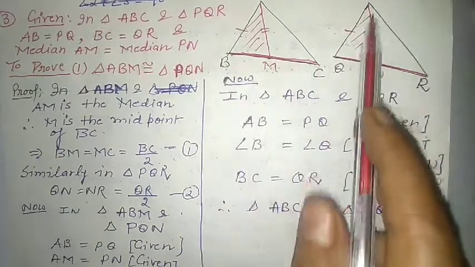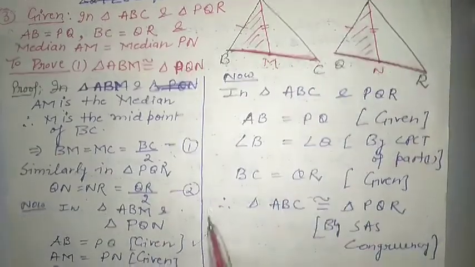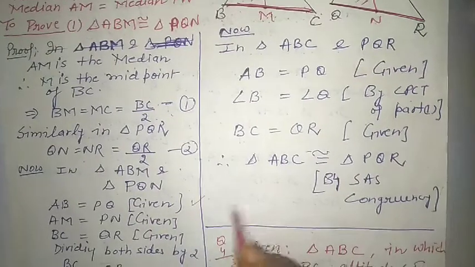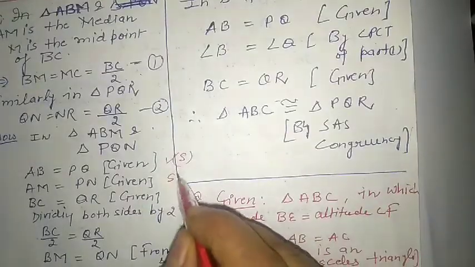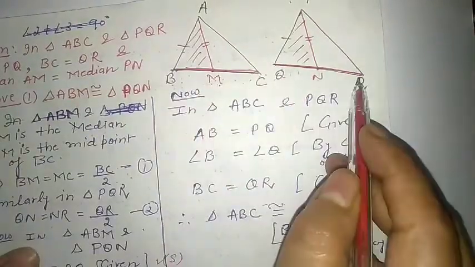AB is equal to PQ. This is given. This is a side. And AM is equal to PN. This is also given. This is also a side. And here it is given that BC is equal to QR.